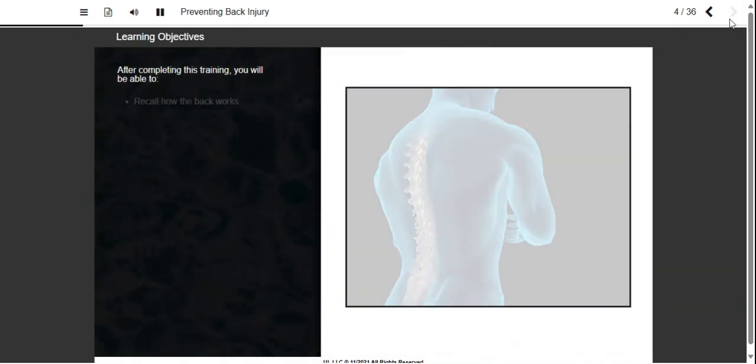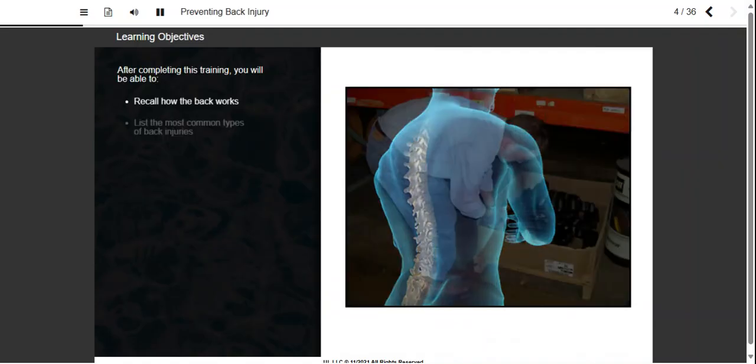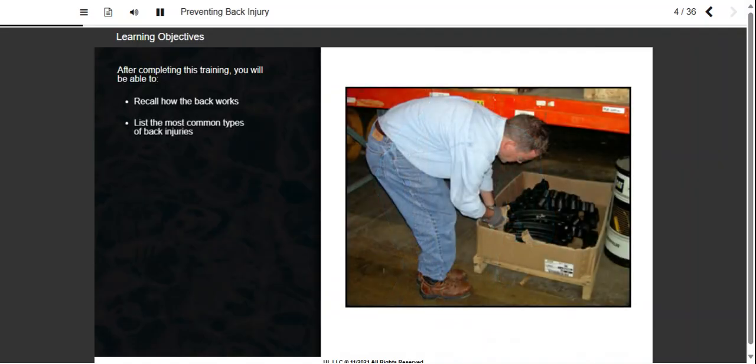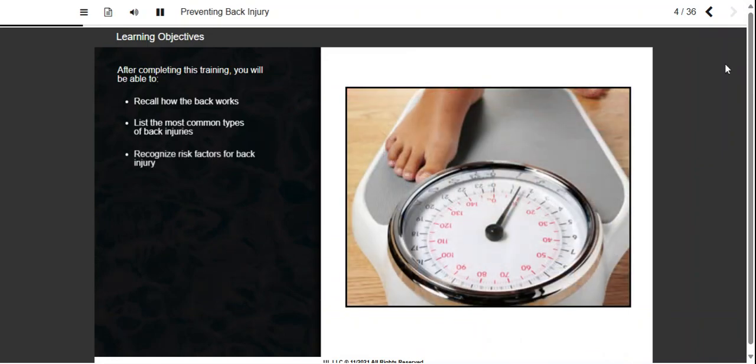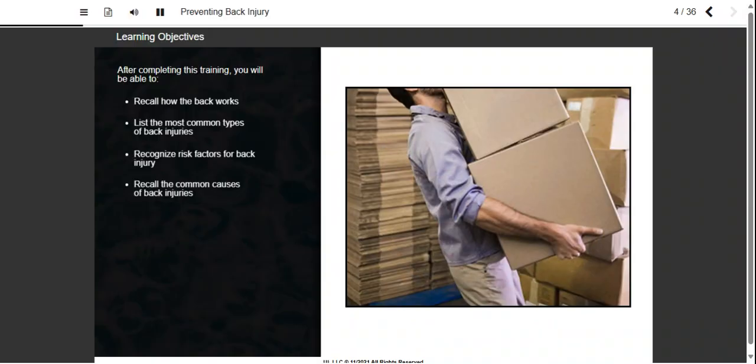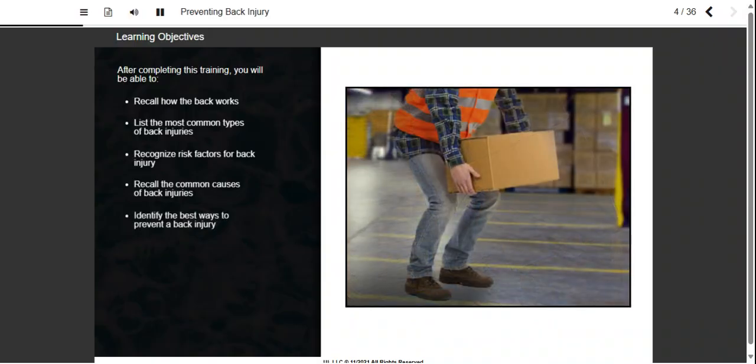After completing this training, you will be able to recall how the back works and list the most common types of back injuries. You will also be able to recognize risk factors for back injury, recall the common causes of back injuries, identify the best ways to prevent a back injury, and recall the steps you should take if a back injury occurs in the workplace.